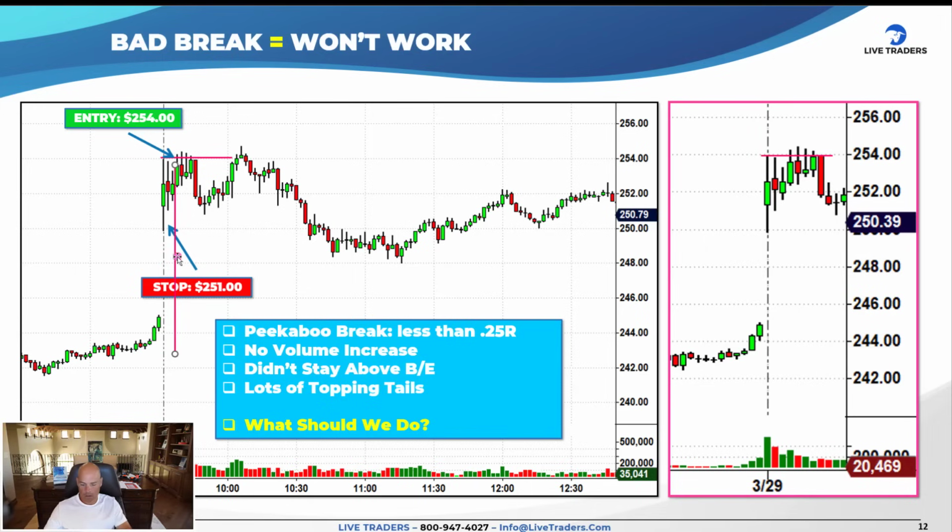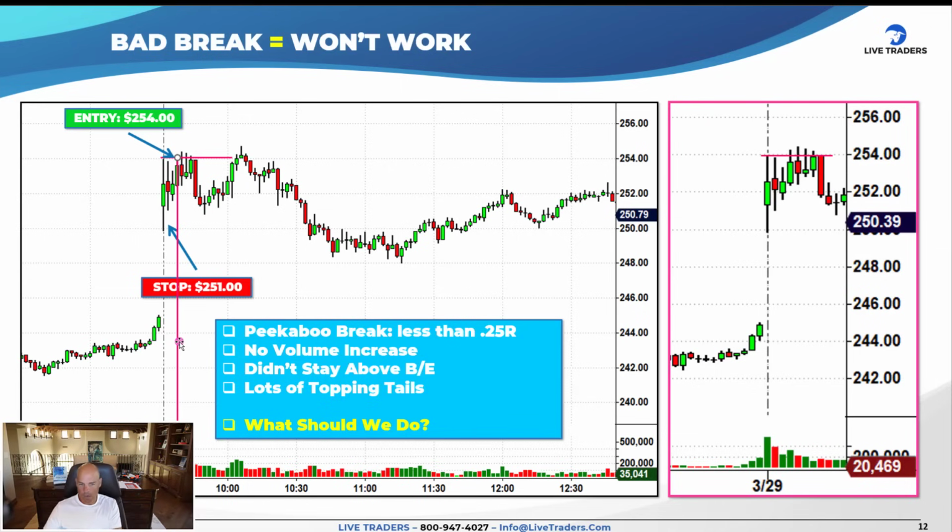Right there is your entry. That's your entry bar. And you get a tiny, subtle little spike, but not the spike you're expecting. And then on the next bar, lower volume. And next bar, lower volume.